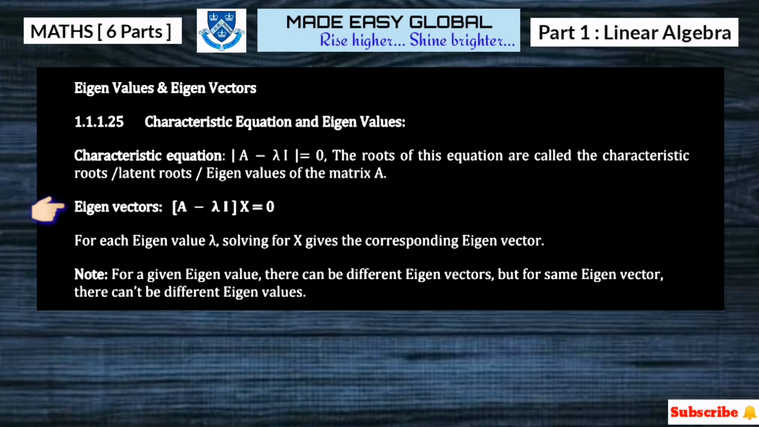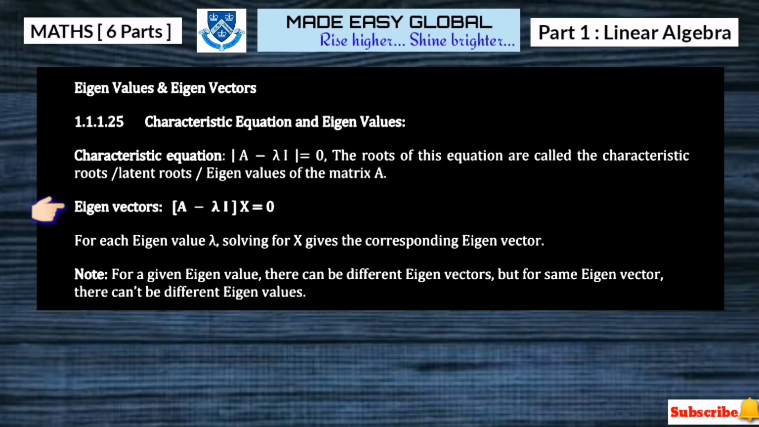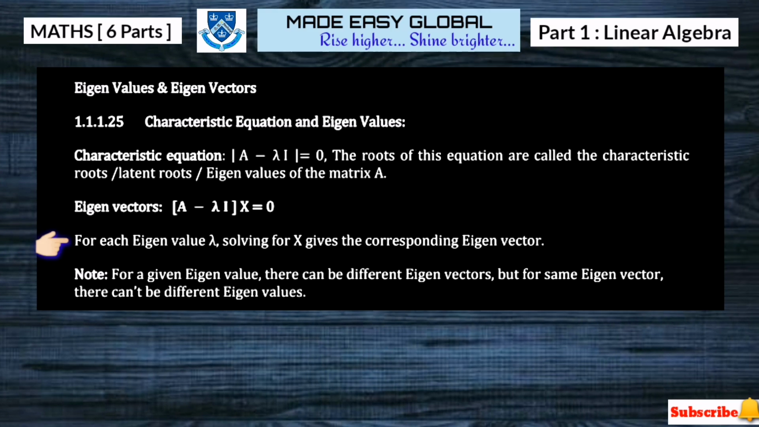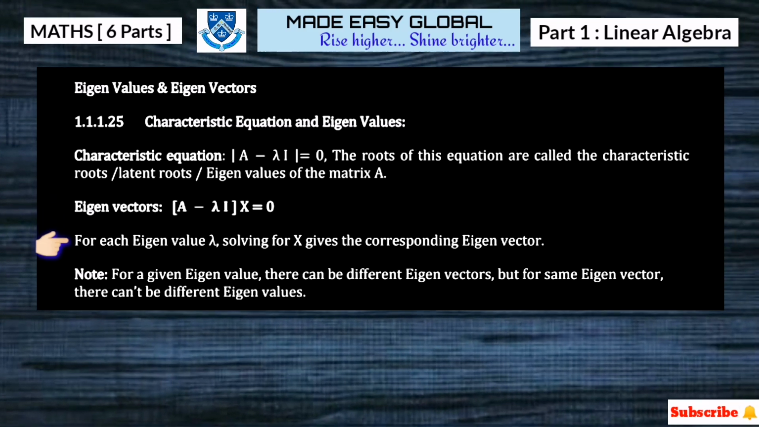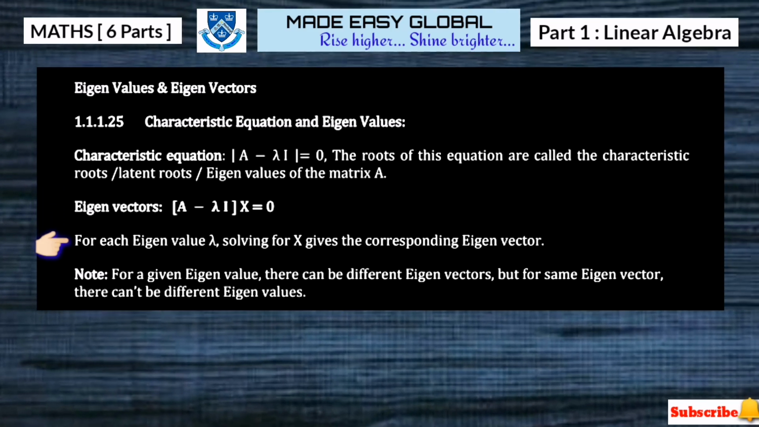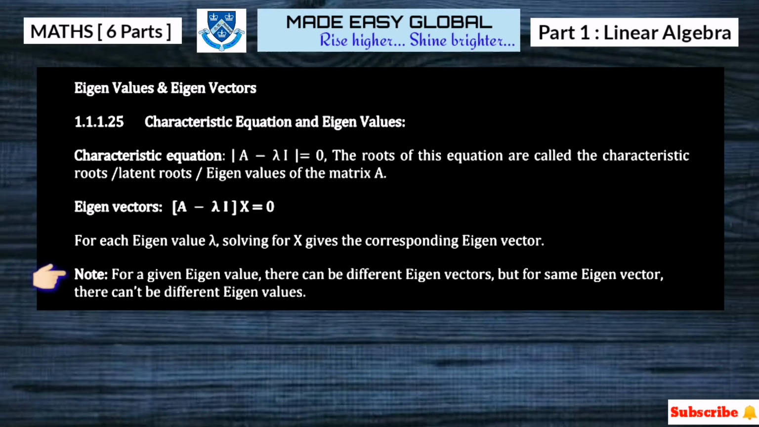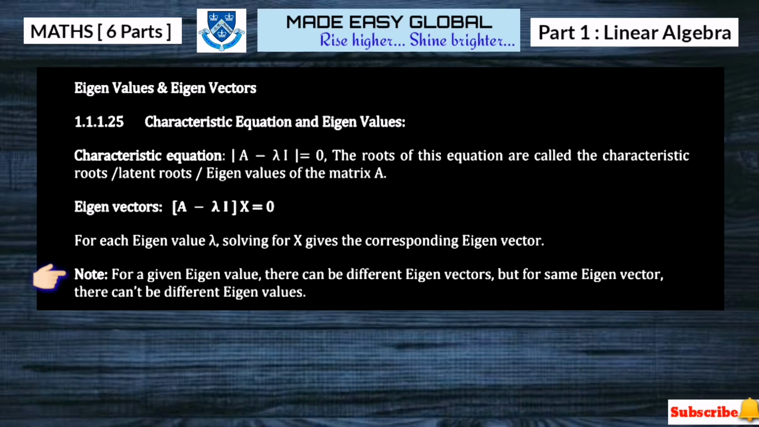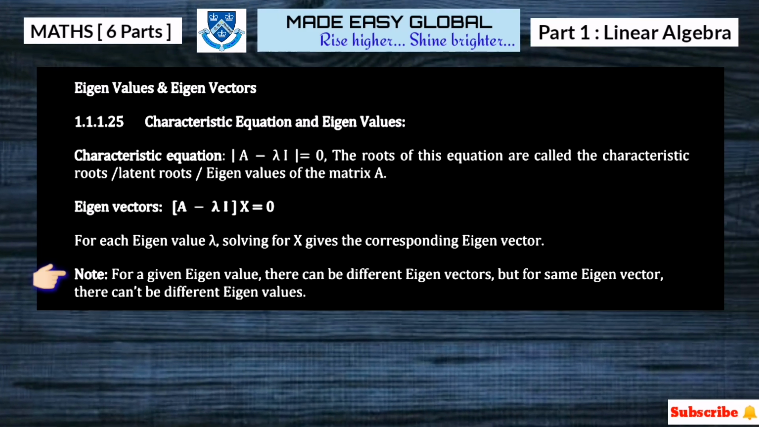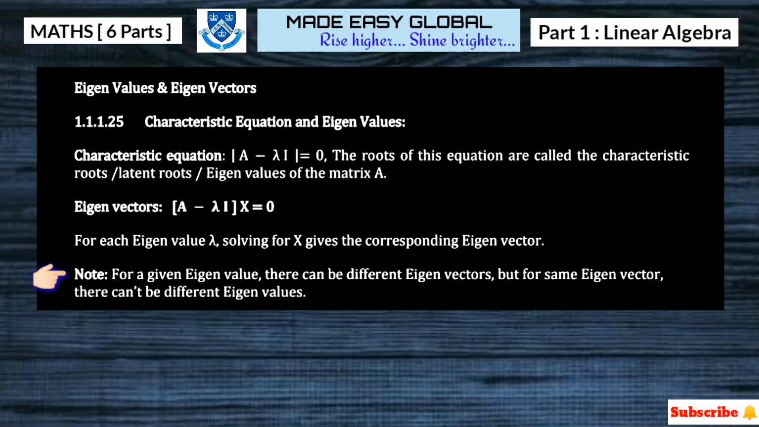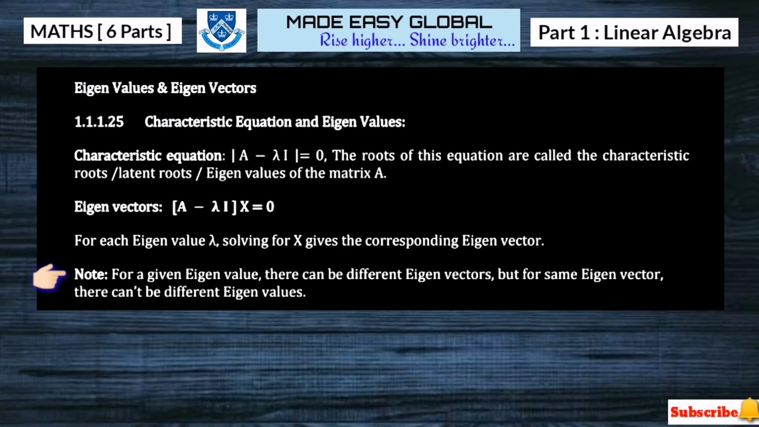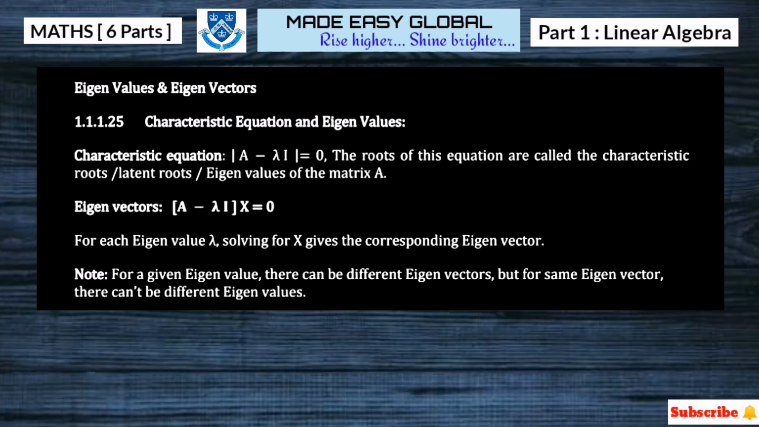Then after the eigenvalues, the eigenvectors come from (A minus lambda I) x equals 0. For each eigenvalue lambda, solving for x gives the corresponding eigenvector. Note that for a given eigenvalue there can be different eigenvectors, but for the same eigenvector there can't be different eigenvalues. This note is very useful in the examination.